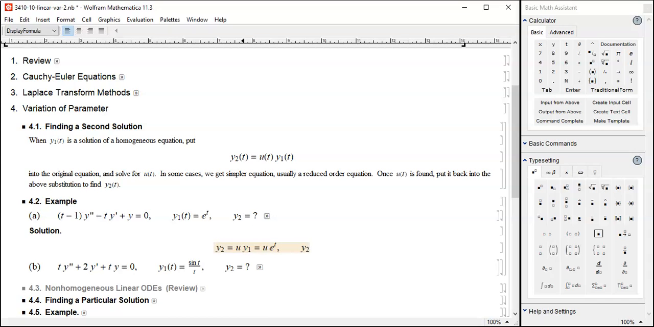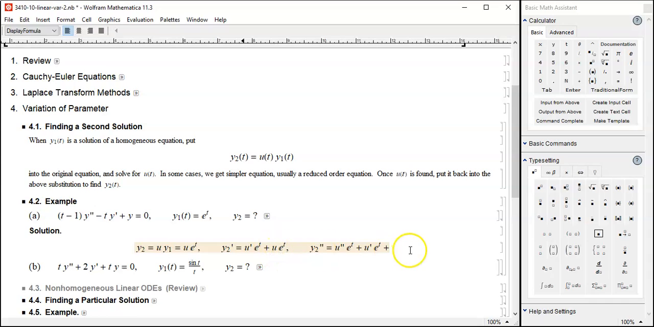Alright, so y2 prime, how about that? What's the derivative? You can use the product rule, right? So you get u prime e to the t power plus u, and the derivative of the second function stays the same because exponential always stays the same. How about the second derivative? Product rule here and product rule there. So y2 double prime is u double prime e to the t power plus u prime and another e to the t power because derivatives stay the same.